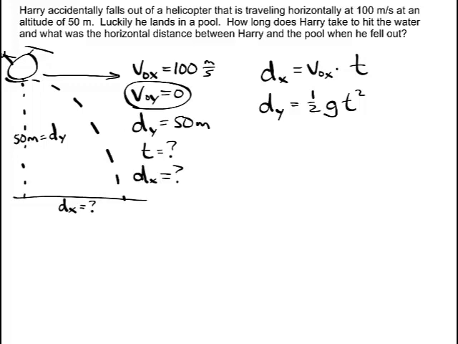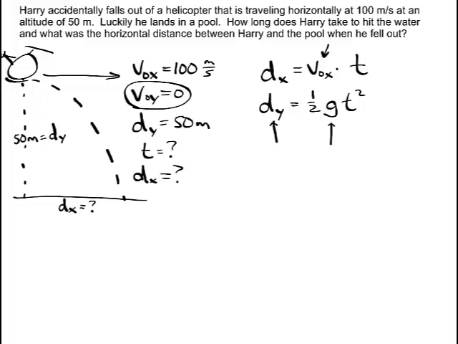Okay? Now, the first thing we want to find is t. Now, if we look at this top equation, we do know the initial velocity in the x direction, but we do not know dx or t. We cannot use that equation to solve for the time. So we're going to have to go to the other equation because we know this vertical distance. We know g, and the only thing left is t. So let's solve this guy for time.